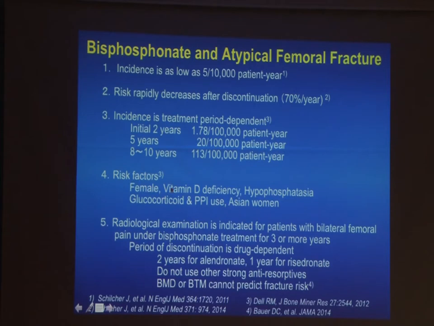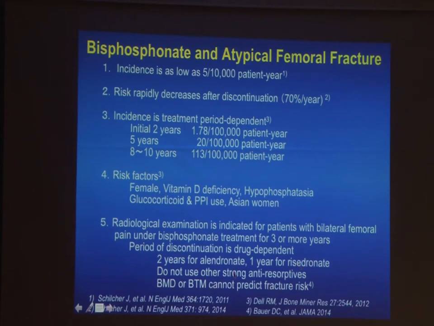The risk factors for AFF seem to be female sex, vitamin D deficiency, hypophosphatasia, which causes a concave shape of the femur, and glucocorticoid and proton pump inhibitor use. The reason I don't really know very much. And Asian women, which may be related to the concave shape of the femur bone. Radiological examination is indicated for patients with bilateral femoral pain under bisphosphonate treatment for 3 or more years. And if there are these symptoms, we should stop bisphosphonate. But the term of discontinuation is dependent upon the drug, as I mentioned before. And 2 years is recommended for alendronate, and 1 year is recommended for risedronate.